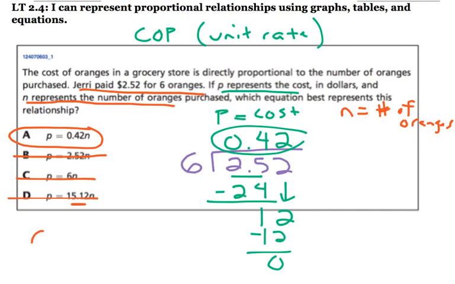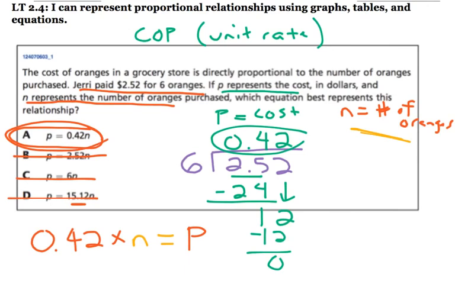So basically, if I take 42 cents and I multiply it by the number of oranges, which here they say to use N, it's going to equal the cost or the price, which is P. And so that's A, it's just a little bit turned around. They just wrote the P first, and then the cost of one orange with an N next to it, which means to multiply. So that would be the correct equation for that state test question.